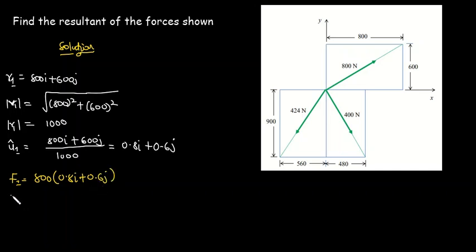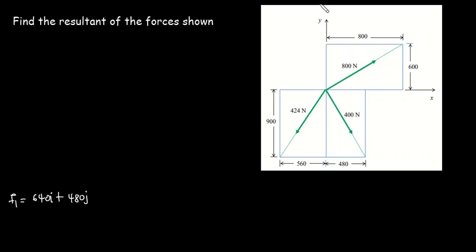So let's simplify this and see what you're going to get for the components of the 800 newtons force. That will be 800 multiplying 0.8, which will give us a value of 640, then plus 800 multiplying 0.6, which will give us a value of 480. So the x component of the 800 newton force is 640 newtons, and the y component is 480 newtons.